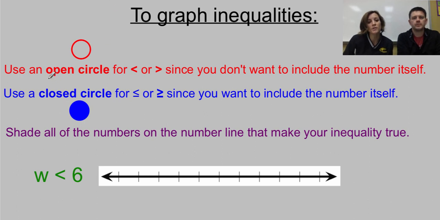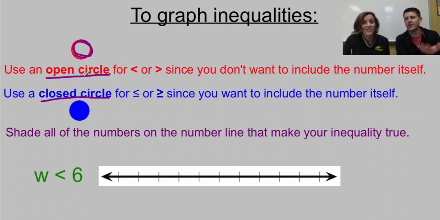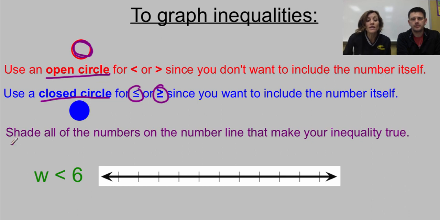We're going to use an open circle for less than or greater than, since you don't want to include the number itself. So by open circle, we just mean a big circle at that number, but it's not going to be filled in. We want to use a closed, filled-in circle for less than or equal to or greater than or equal to, since you want to include the number itself. So if w is less than or equal to 6, because 6 would be a solution, we would fill in, or shade in, or complete the circle.